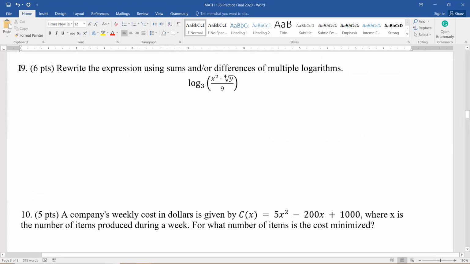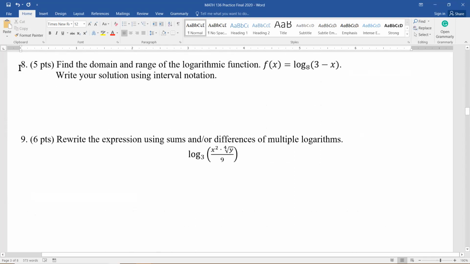Question number 9, we're going to rewrite, oops, we skipped number 8. Question number 8, we're going to find the domain and range of this log function. We want to write our answer in interval notation.